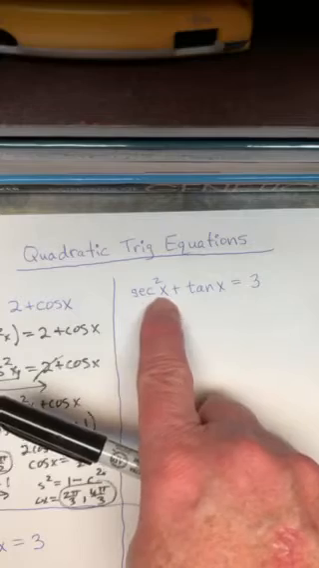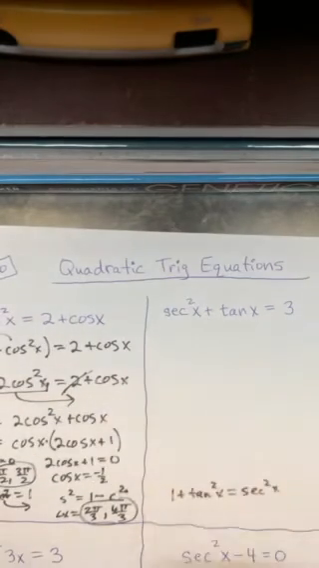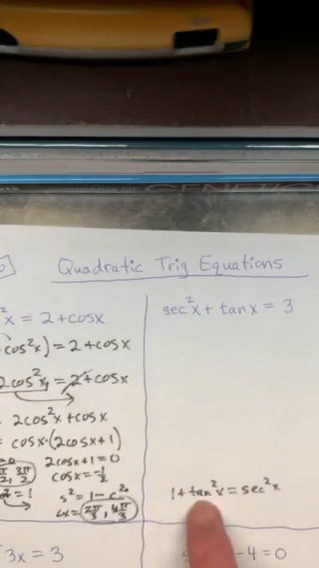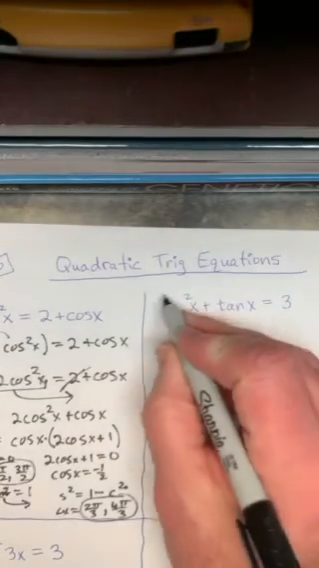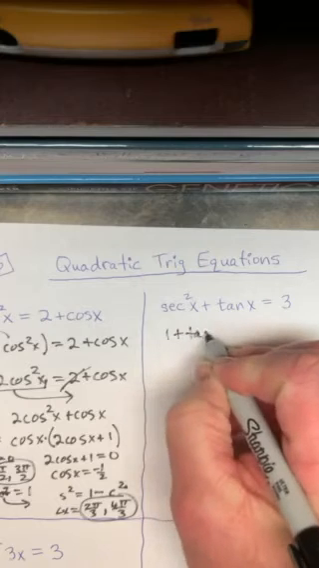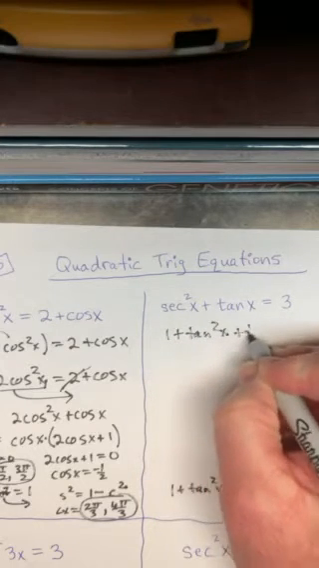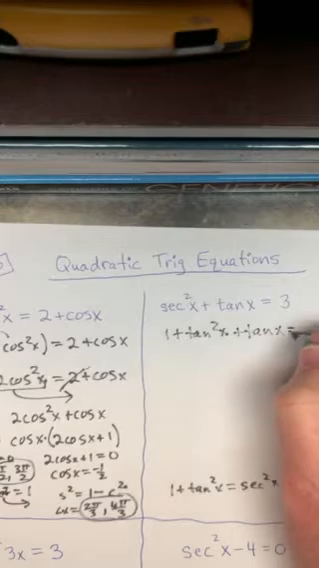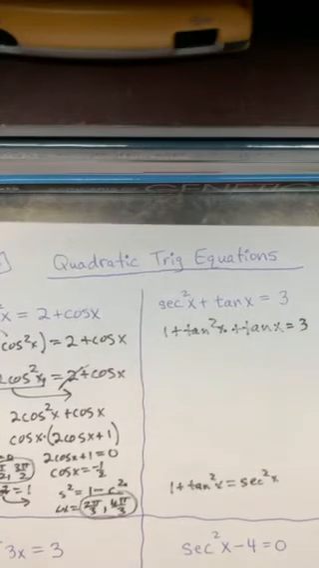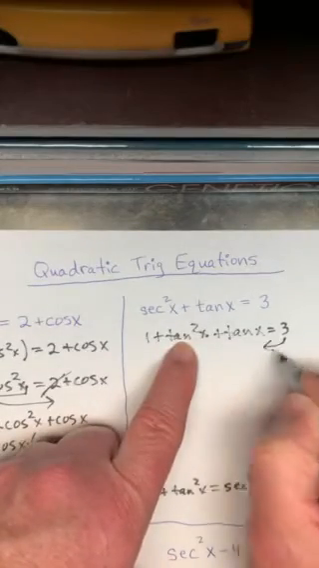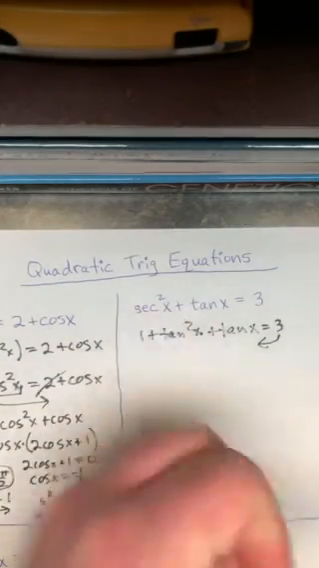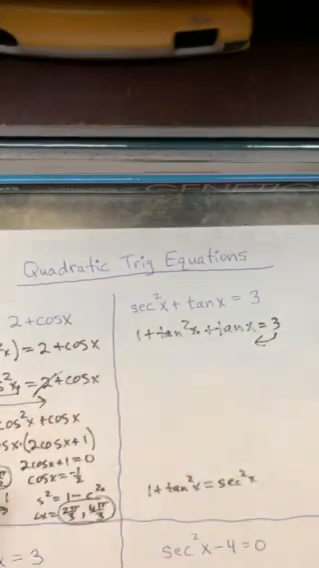So it's pretty obvious what I'm trying to get at here. That secant squared that's in this problem can get changed to 1 plus tan squared. I can replace it. It's substitution. So this now becomes 1 plus tan squared of x plus tan of x equals 3. I've got an equation with a squared in it, correct? So once you shove the 3 to the left side, combine terms and put everything in descending order.